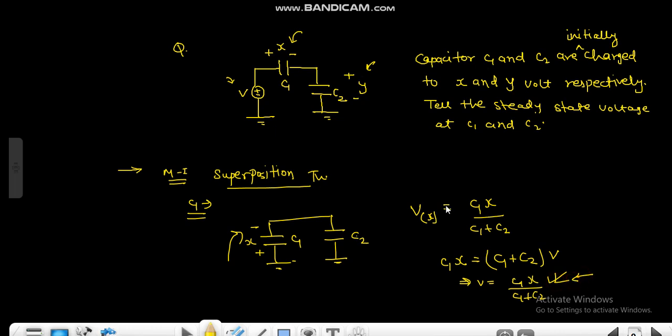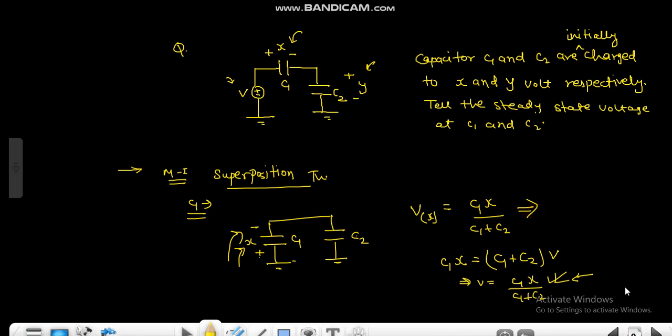Many of you would think there should be minus x. I know there should be minus, but I have taken this direction. For me, this is the plus. So I am writing the charge in this direction, so it would be plus only.